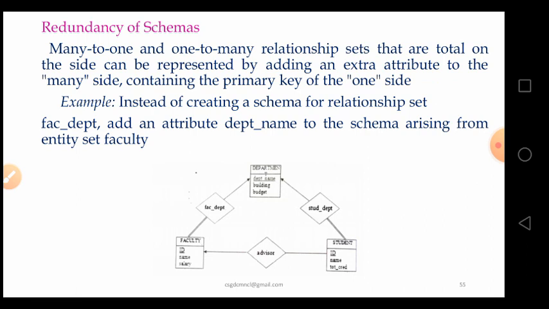For one-to-one relationship sets, either side can be chosen to act as the many side, that is, an extra attribute can be added to either of the tables corresponding to the two entity sets. Here faculty, department, student are the three different entities.